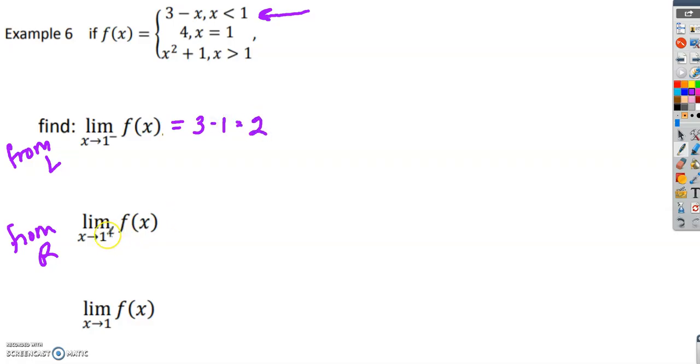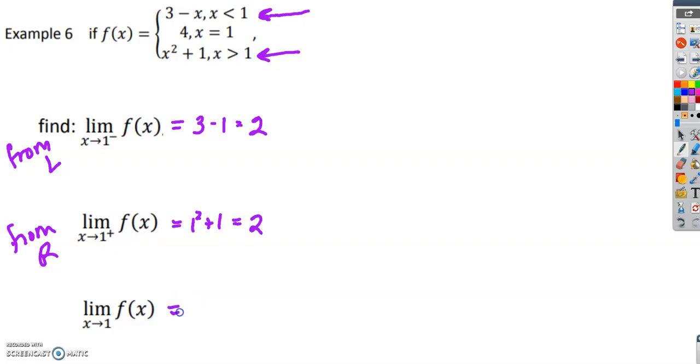For the right side, I want things that are bigger than 1, which would be this guy, because see, x is greater than 1. It's not equal to 1, but that's okay. I just want to know as it gets closer from numbers that are bigger. So when I plug in a 1 there, I get 1 squared plus 1, which is 2.